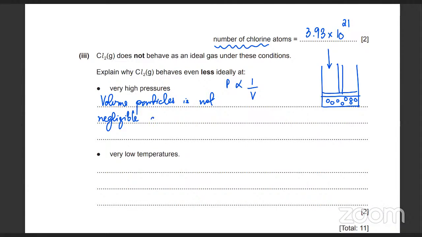Is not negligible at high pressures. And the gas eventually becomes incompressible. So its volume is not going to go to zero as suggested by the ideal gas equation.